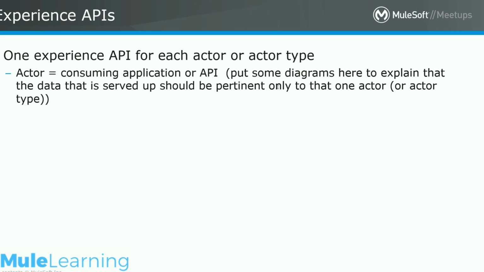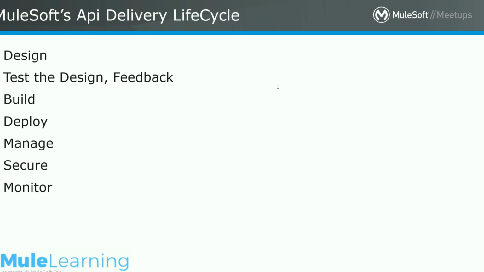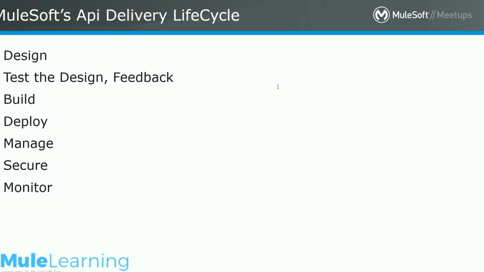Experience APIs, and of course we know that experience APIs are for actors or actor types, and that includes, of course, consuming applications. Let me move on because I'm running out of time. The API delivery cycle, we know that before we build it, we've got to design it. One of the cool things about Anypoint Platform is that we can test the design before we actually build it, but that's all the steps right there, okay?